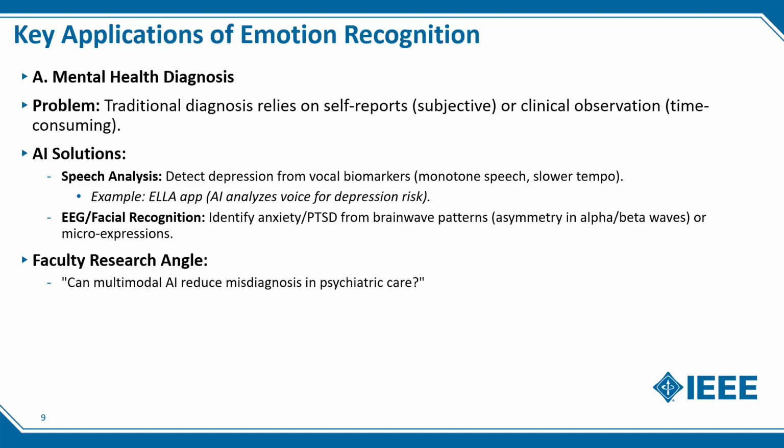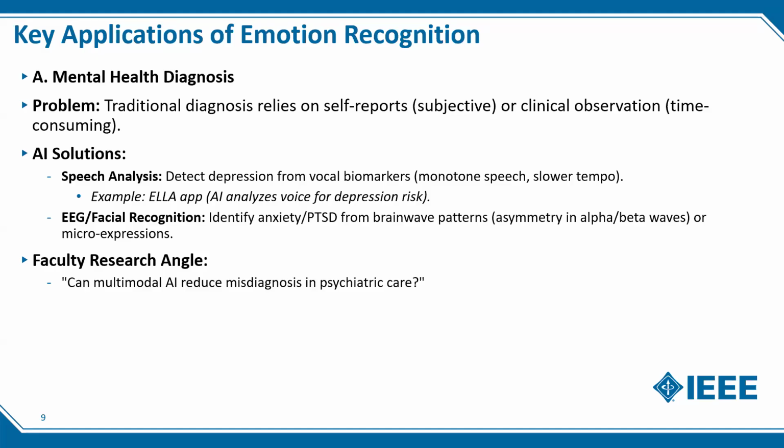For example, AI analyzes voice for depression risk, and EEG or facial recognition systems identify anxiety or PTSD from brainwave patterns. What is PTSD? PTSD is post-traumatic stress disorder. So identifying anxiety and post-traumatic stress disorder from brainwave patterns. All these are some of the examples where this can be applied in mental health diagnosis.